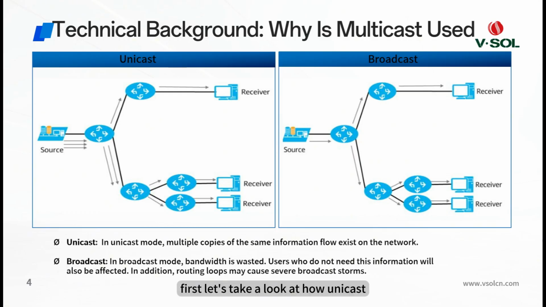First, let's take a look at how unicast, broadcast, and multicast work. We can learn from this network topology. In unicast mode, multiple copies of the same information flow exist on the network. In broadcast mode, bandwidth is wasted. Users who do not need this information will also be affected. In addition, routing loops may cause severe broadcast storms.